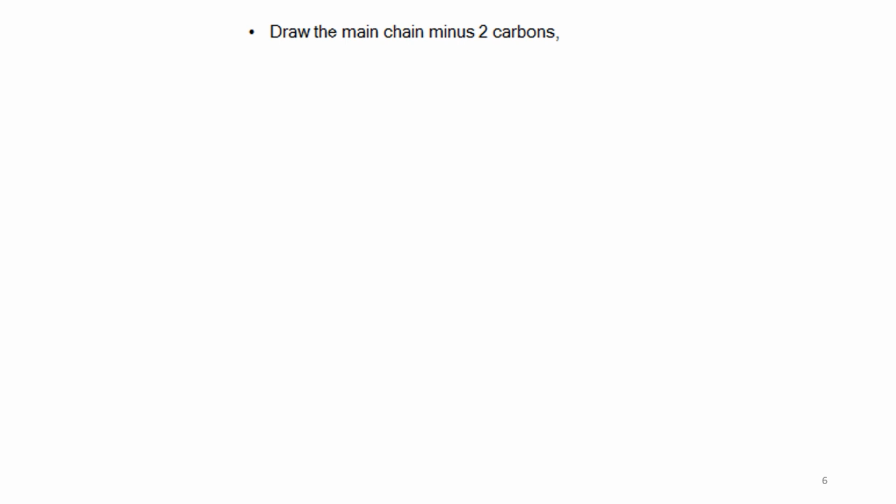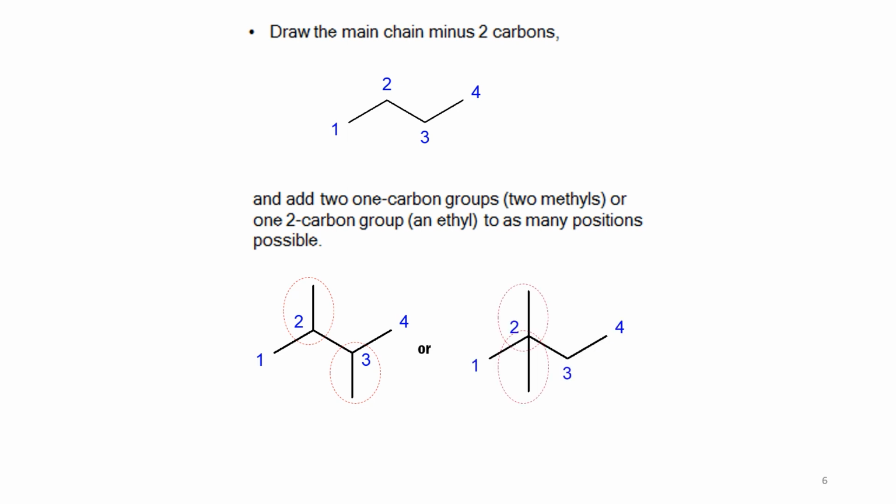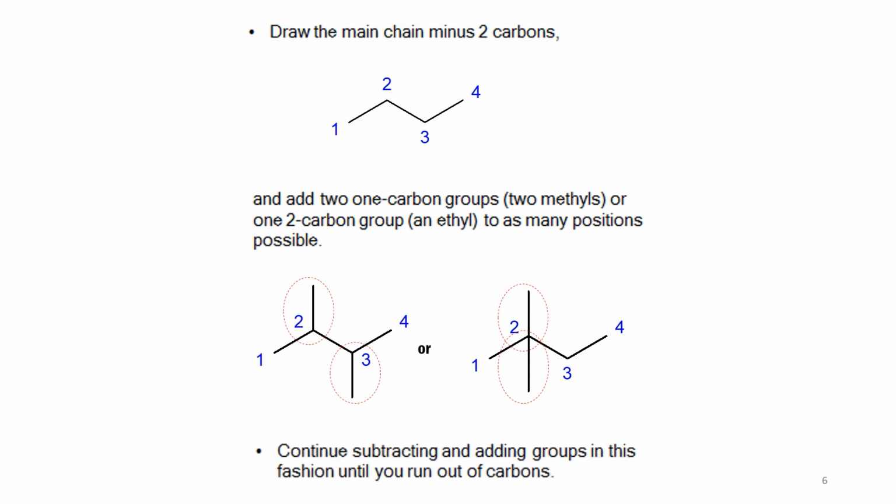Next, draw the main chain but this time minus 2 carbons. From 6 it becomes 4. And add the balance 2 carbon atoms, or 2 methyl groups, to as many positions as possible. For example, to the second and the third carbon, or both located at the second carbon. Continue subtracting and adding groups in this fashion until you run out of carbons.